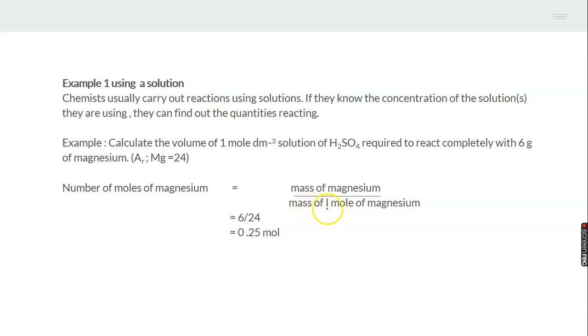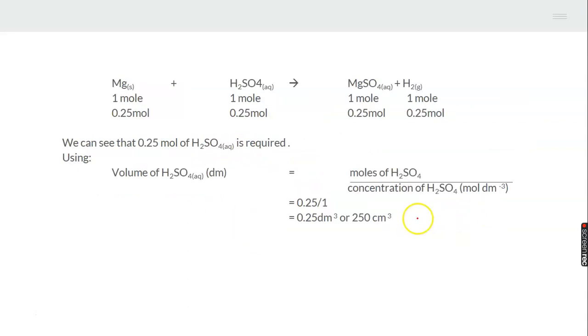Mass of magnesium divided by mass of 1 mole of magnesium will give you 0.25 moles. Don't forget this acronym, the short form for moles. Then I'll ask you to calculate the volume. Don't forget our formula the other time. Concentration in mole per dm cube equals moles of any solution divided by volume. So if you make volume the subject here, this is what you get, and you just slot in your parameters.